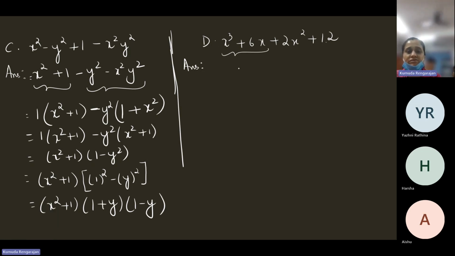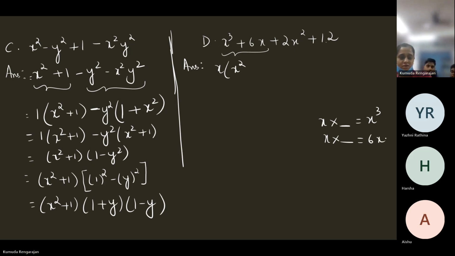So between the first and the second term, x cubed and x, x is common. Now, x into what is x cubed? x squared. Then x into what is 6x? Plus 6. Now, between these two, what's common? Plus 2. This plus comes down as it is.